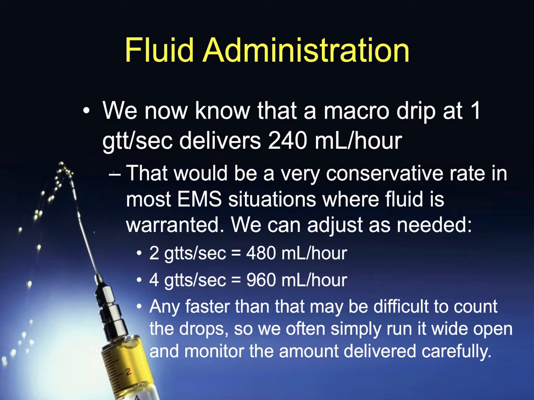Any faster than that may be very difficult to count the drops. So if you want to give more than a liter in an hour, then you probably are going to run it wide open, meaning you open up the little roller clamp and what you see going through the drip chamber is just a continuous flow of fluid. At that point, you aren't measuring how quickly you're delivering the fluid, and you need to monitor the bag to see how quickly the fluid is running in and how much fluid you've administered altogether.